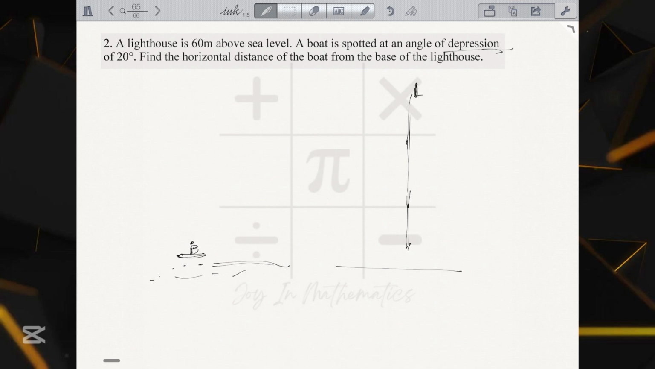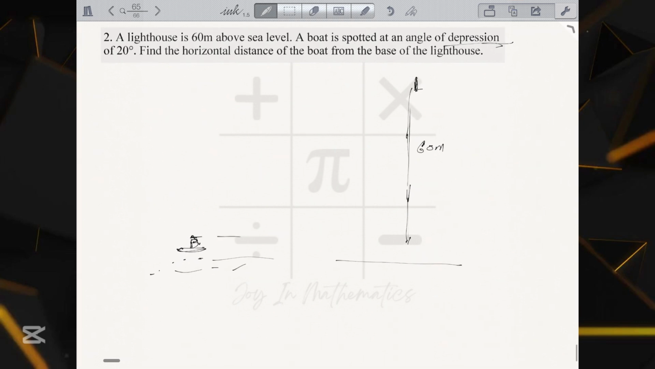So therefore we are saying that the height of the lighthouse is 60 meters, and the horizontal distance between the boat and the base of the lighthouse is unknown. That's what we are looking for.